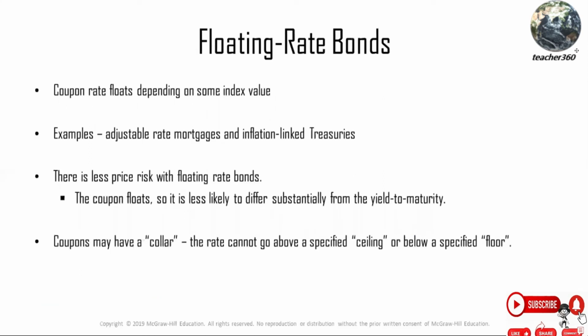Floating rate bond. In floating rate bonds, the coupon rate floats depending on some index value. In floating rate bonds, there may be a collar, a ceiling. Between this collar or ceiling, the price exists. It cannot move beyond or lower than the ceiling value.